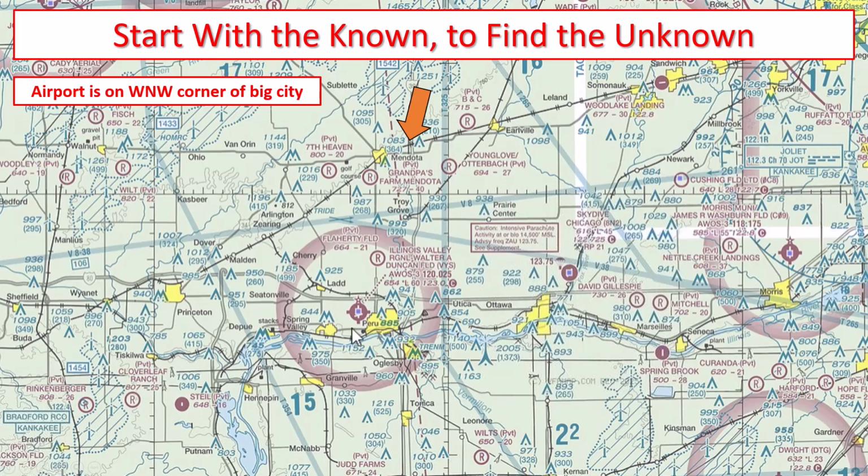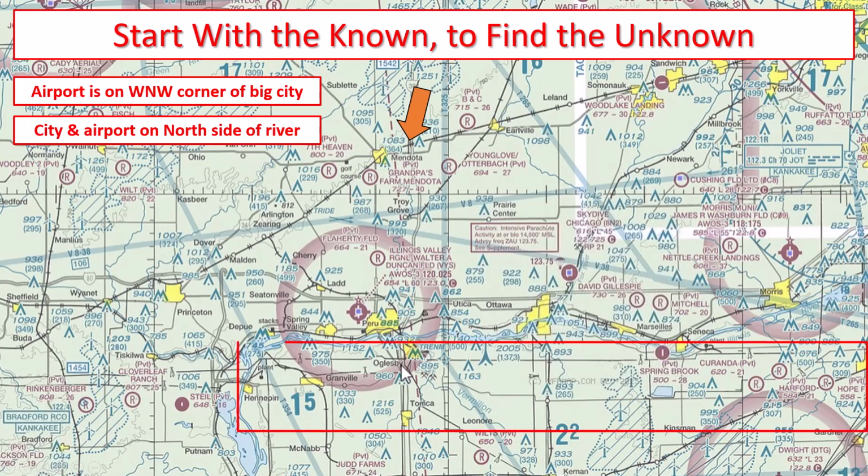The problem is we have a bunch of cities. We have one here, we have one here, we have one here, we have one over here. How do we know which one is the city if we don't know 100% where we're at yet or what we're looking at? So this is why we're going from the known to the unknown. So we look for the city and the airport. We know they're on the north side of the river.